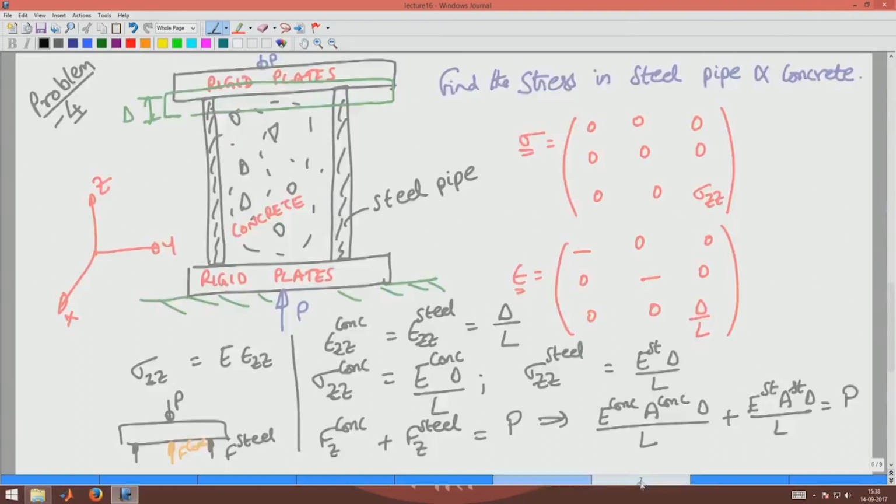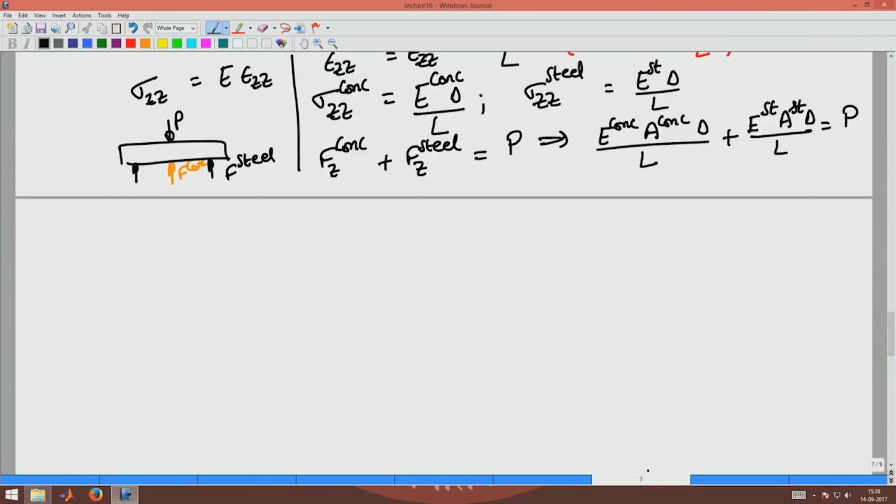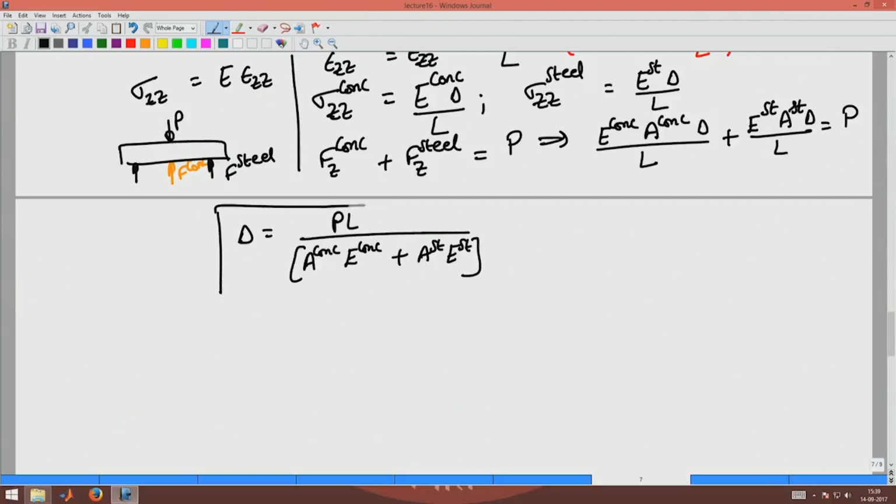Okay. Now, from here I get what delta is. From here I get delta to be PL divided by area of concrete times Young's modulus of concrete plus area of steel times Young's modulus of steel. Okay. So, I have found what delta is and related it to the applied force P.